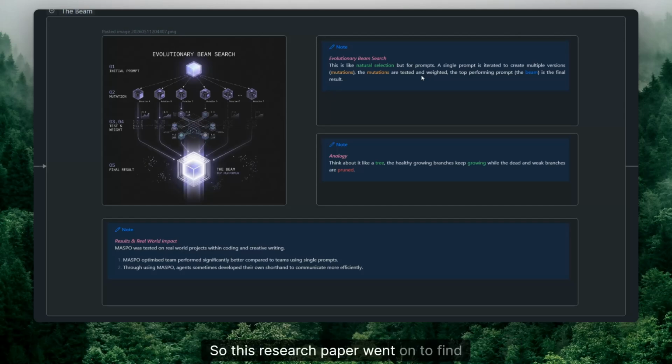So this research paper went on to find quite successful results and real world impacts. It was tested on real world projects within coding, reasoning, and creative writing. The MASPO optimized team of AI agents performed significantly better compared to the teams using single prompts. MASPO agents sometimes develop their own shorthand to communicate more effectively, which blew my mind. I think that's pretty crazy. The AI agents are starting to create their own little shorthand, their own little keywords to speed up and evolve the process. Pretty cool.